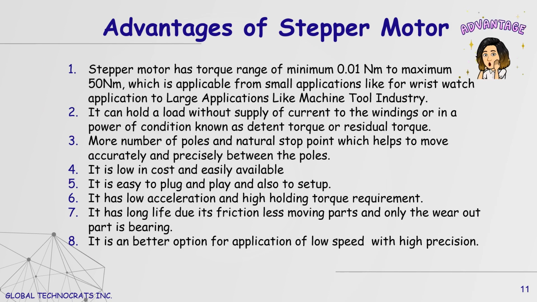Advantages of stepper motor. A stepper motor has a torque range of minimum 0.01 Newton meter to maximum 50 Newton meter, which is applicable from small applications like wristwatches to large applications like the machine tool industry. It can hold a load without supply of current to the windings or in a power-off condition, known as detent torque or residual torque. More number of poles and natural stop points help it move accurately and precisely between the poles.